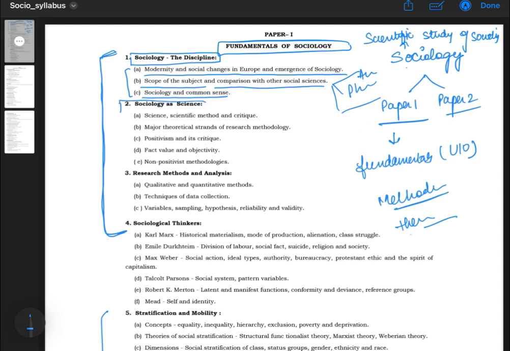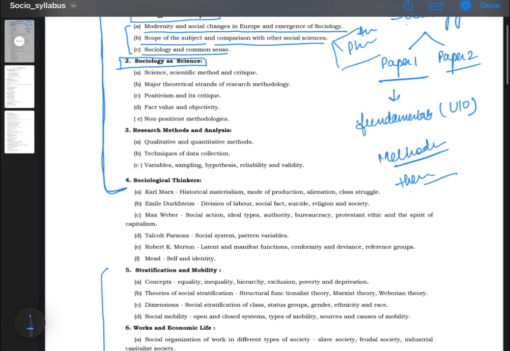The next unit is sociology as science. I think for me, this is the most important chapter, along with the first unit. These two chapters are going to form your base. If you cover these two chapters judiciously, you will be in a position to understand the sphere of sociology, what actually it is, and you will be in a position to write the answers even if something out of the box comes to your paper. So these two chapters are very, very important.